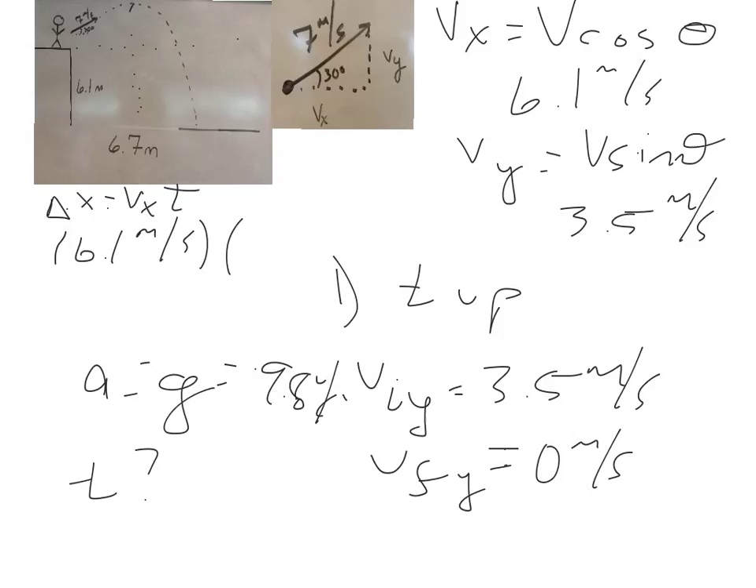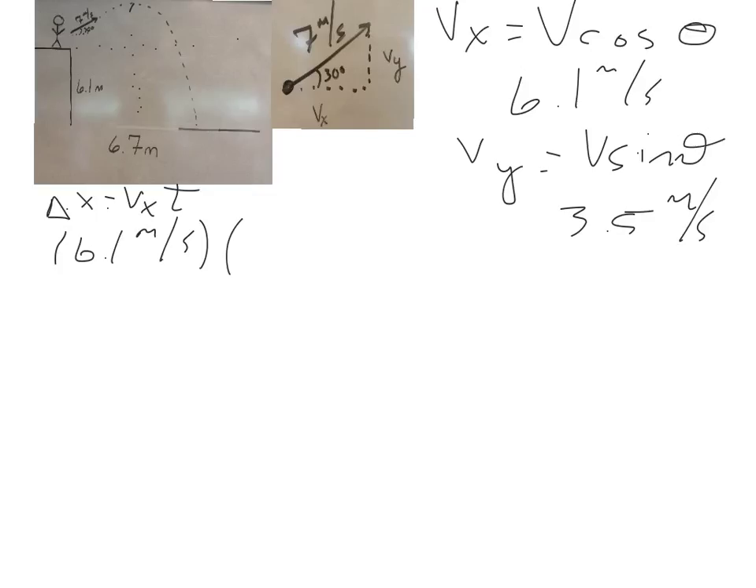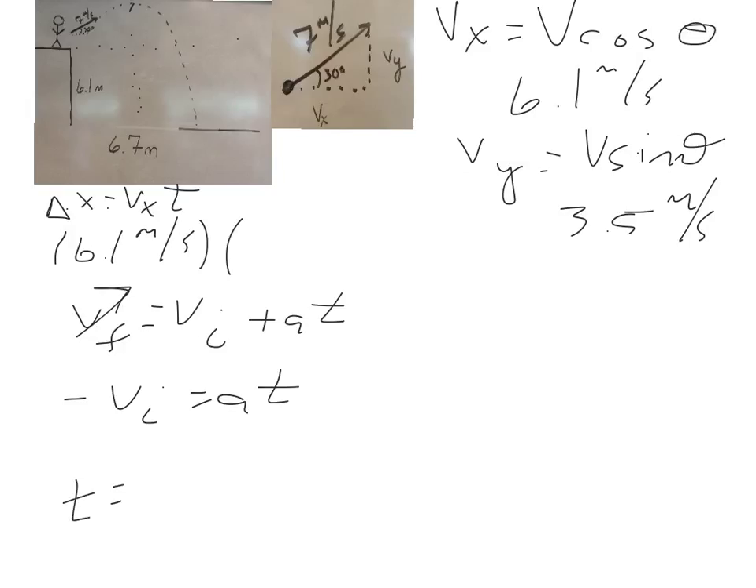And delete it. So equation 4 says that VF equals VI plus AT. Well, my VF is 0. So I'm still solving for T, so negative VI equals AT. And if I'm solving for T, I'm going to divide both sides by A. So T, and again, this is T up, equals negative VI over A.